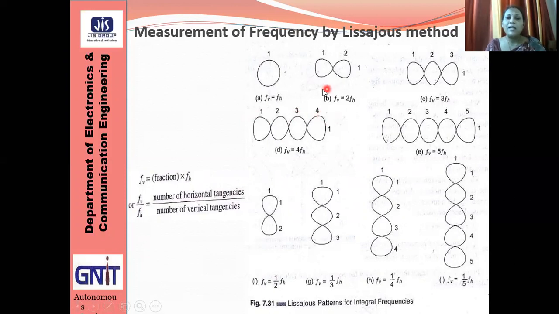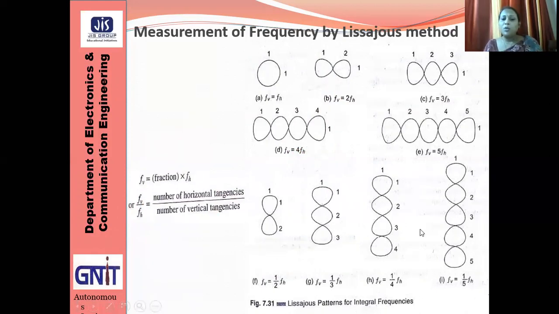But for the vertical tangencies, if we draw a vertical line here, we will see that there is only one point crossing the vertical tangency. So FV by FH equals 4 by 1. So FV equals 4 times FH.